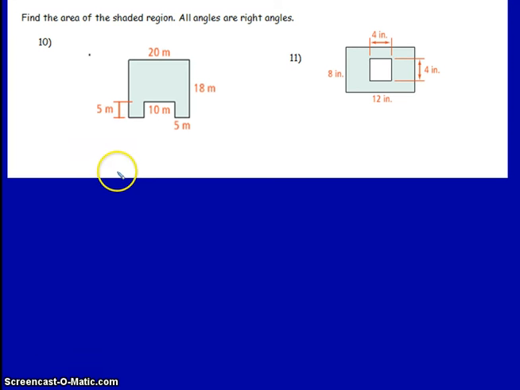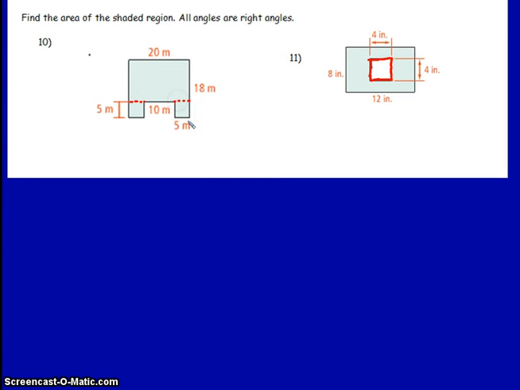All right, for number 10, it says to find the area of the shaded region. And if I have forgotten to tell you, the area of the shaded region is all of this one is shaded. And on number 11, everything is shaded except for the white square in the middle. So we'll start with number 10. Again, the best way to do it is to block it off.